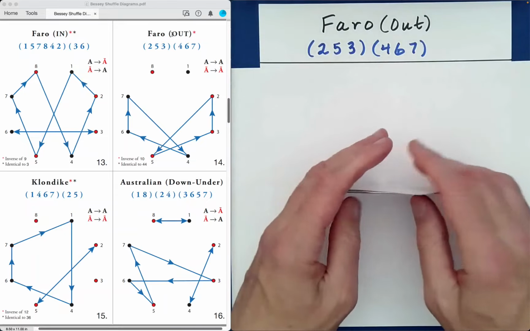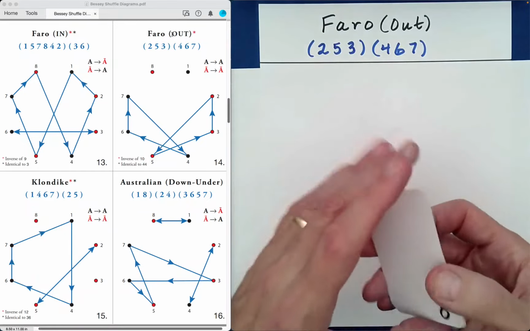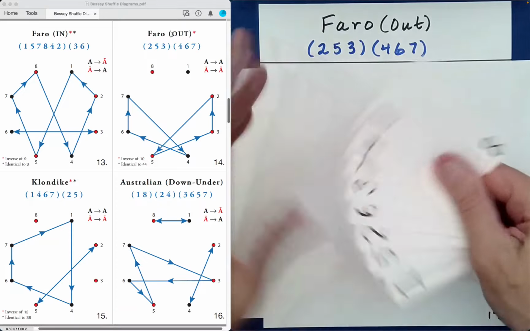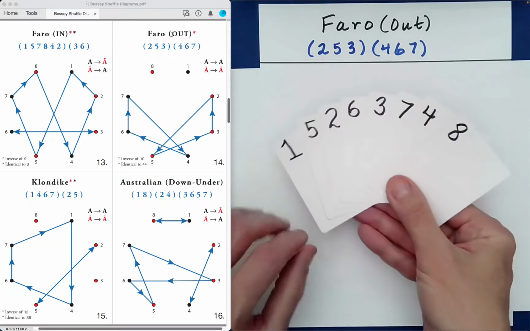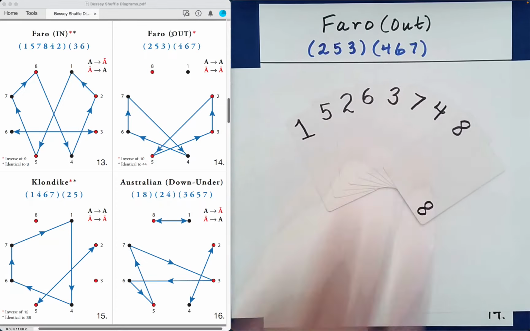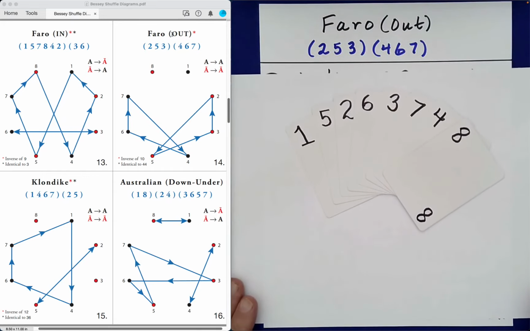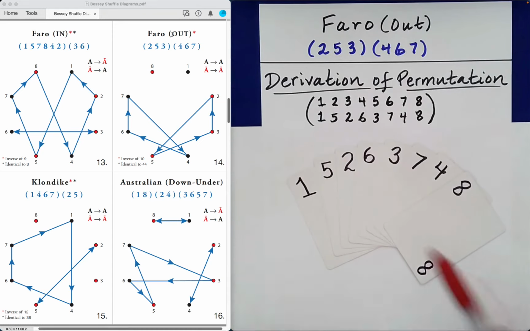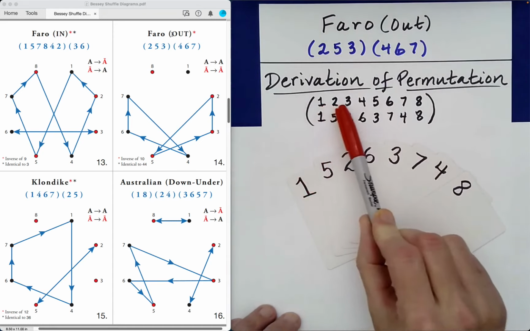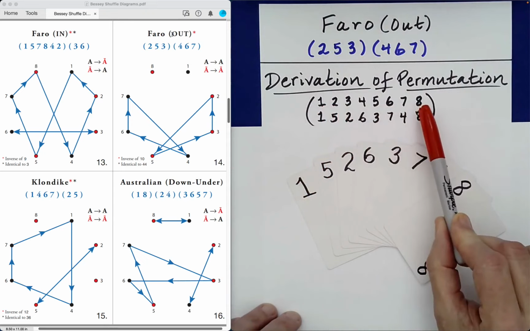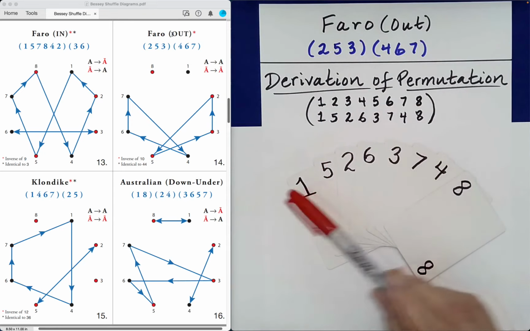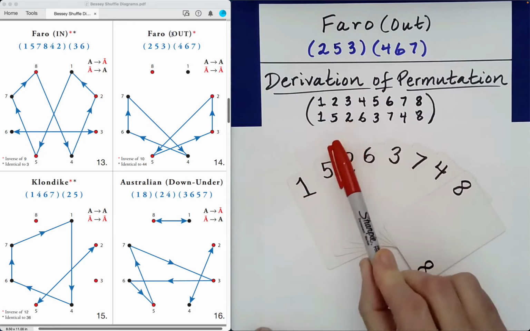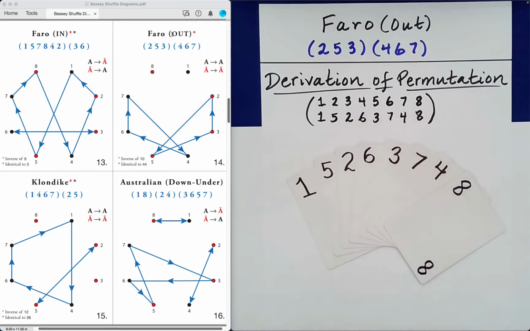So that is the FARO out shuffle. And it will give us the following new order. We will get 1, 5, 2, 6, 3, 7, 4, 8. And so that leads to a Cauchy two-line representation as follows. The top row is always the starting order of the cards. And now we get 1, 5, 2, 6, 3, 7, 4, 8.